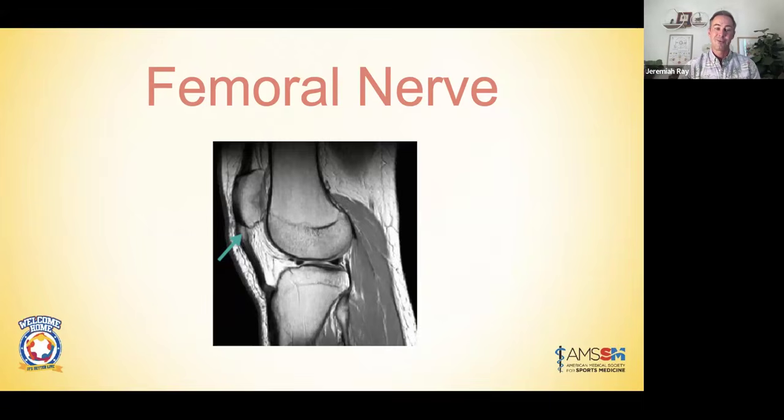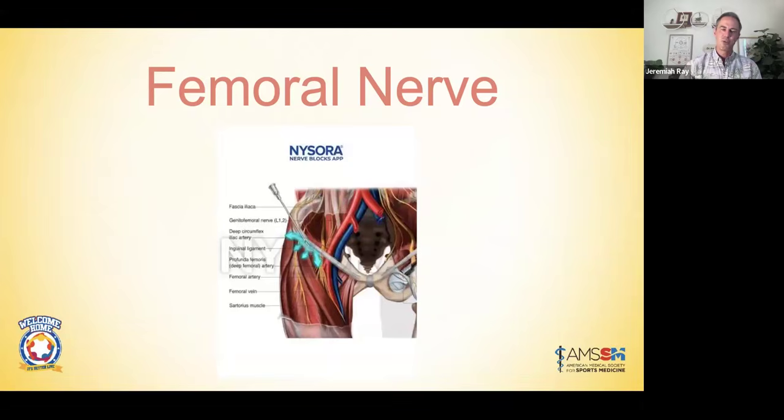But for patellar tendon work, I just find I've got to get the femoral nerve if you really want complete anesthesia on this one. And this one, you're way up in the crotch. I hate working in the crotch. It's a gross spot to work, but this is how you've got to do it.